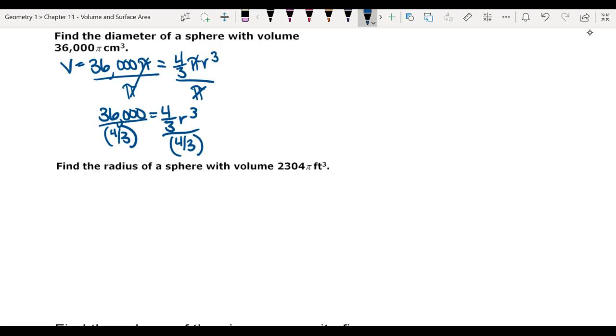The other thing you could do is multiply each side by 3/4, multiply by the reciprocal, and then the 4/3 and the 3/4, the 3's would cancel, the 4's would cancel. You can do it that way if you want. Okay, but most people like the divide by 4/3. Just make sure that when you divide by a fraction, you put it in parentheses, which gets you 27,000 equals r to the third power.